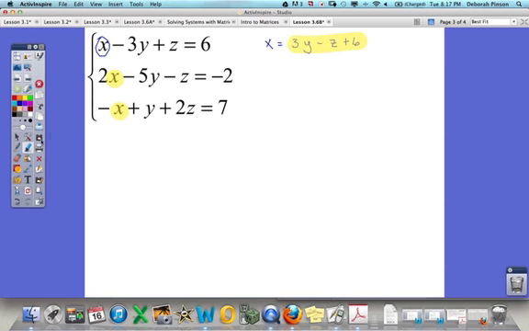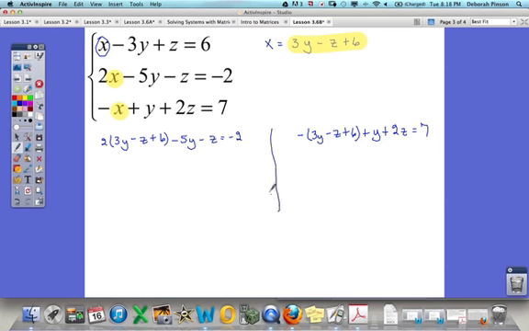Okay, so let me do that. So I have 2, here's all my x, minus 5y minus z equals a negative 2. And I'll go ahead and plug it in here. Negative x, there's my x. Now it is important that you remember these parentheses because that negative belongs to the whole x and all of this stuff is x. Plus y plus 2z equals 7.